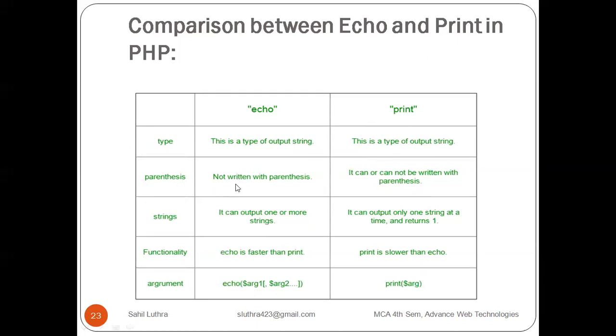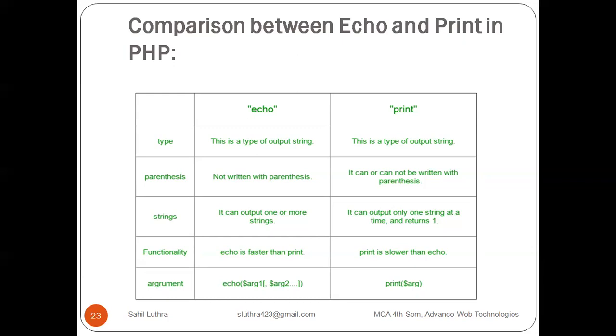Next thing is parentheses. Echo is not written with parentheses. You have no need to write parentheses or round braces to use echo. After that, the next thing is print, which can or cannot be written with parentheses. Print can be used with parentheses, or you can use it without parentheses. So it is up to you. If you want to use parentheses, then you can use them in the print function, and if you do not want to use parentheses, then you don't. So it is totally up to you.